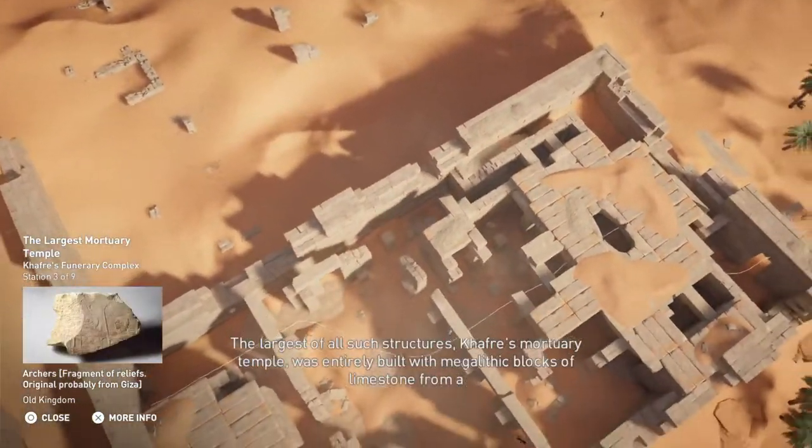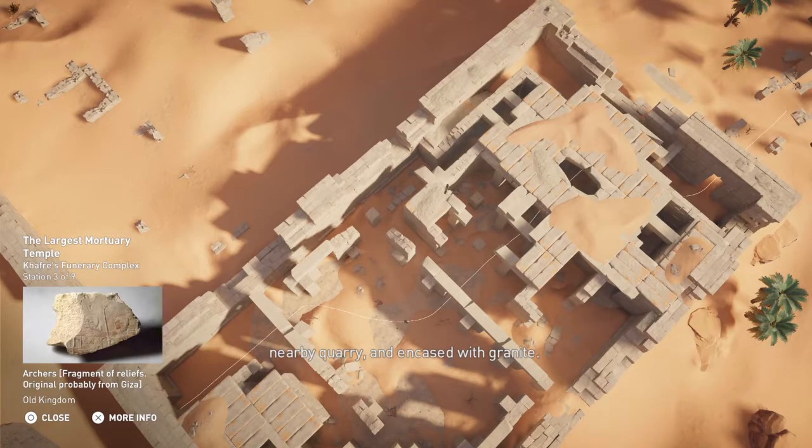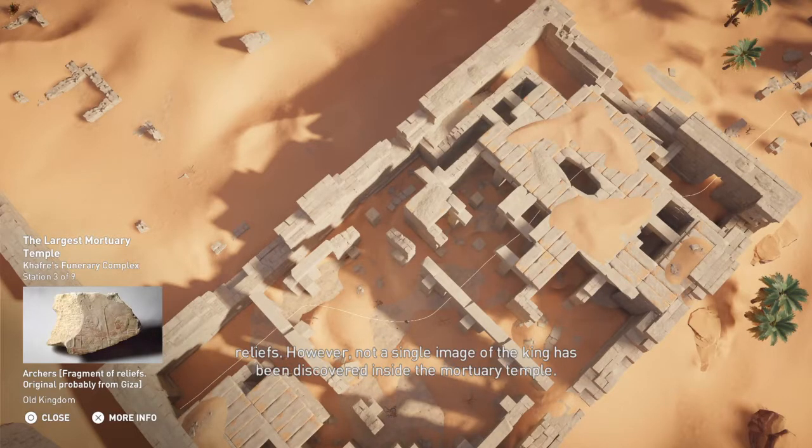The largest of all such structures, Khafre's mortuary temple, was entirely built with megalithic blocks of limestone from a nearby quarry and encased with granite. Parts of Khafre's mortuary temple, particularly the courtyard walls, are thought to have been decorated with splendid reliefs. However, not a single image of the king has been discovered inside the mortuary temple.